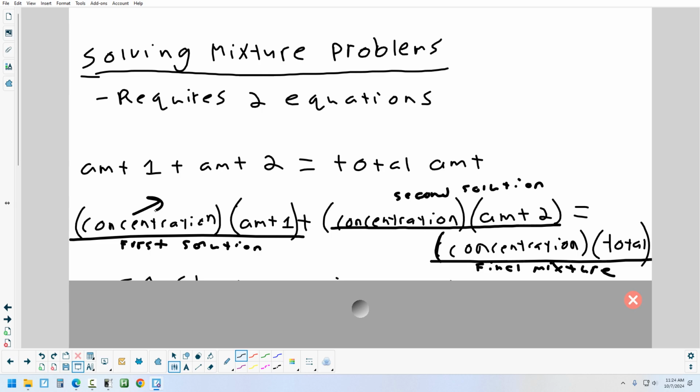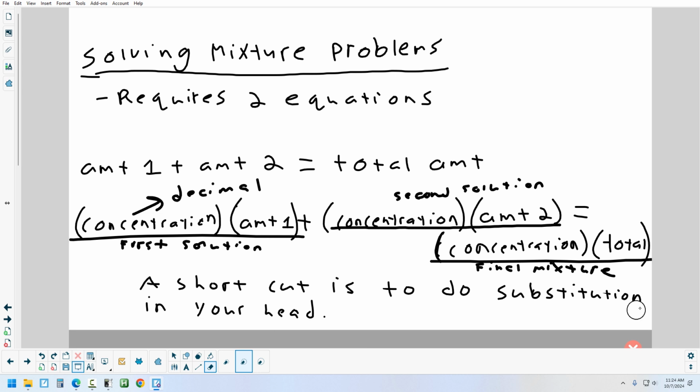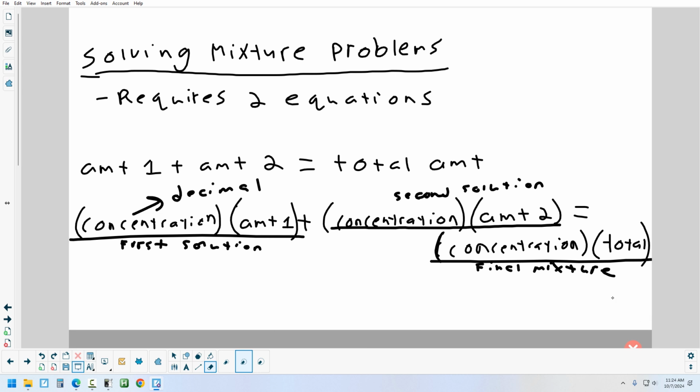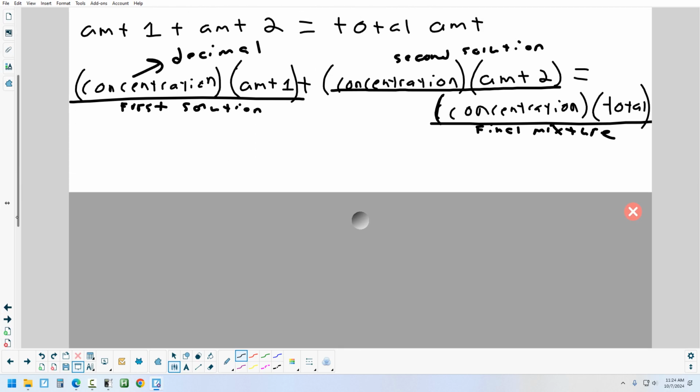Thanks. So the concentration has to be a decimal. So that means if you had a percentage of like 15%, what's 15% as a decimal? Yeah? 0.15. Yep. So you got one equation for the amount, and then you got one equation for the concentrations. Okay, so let's set it up and see if we can solve the mixture problem. Okay, those are the two equations you'll need to do it.